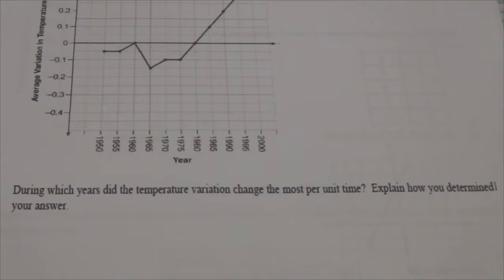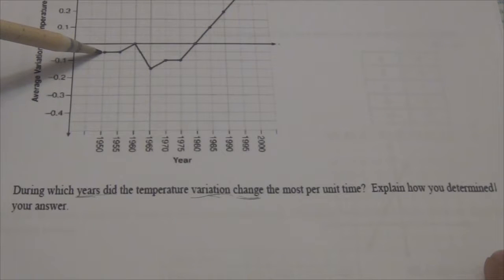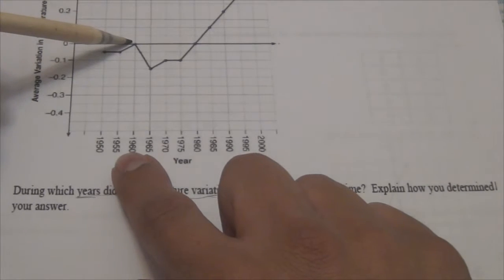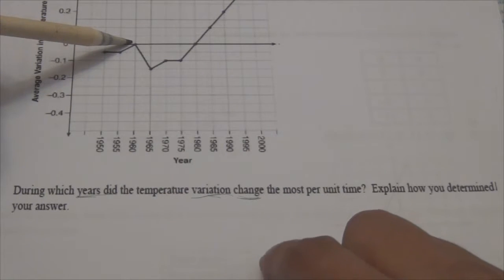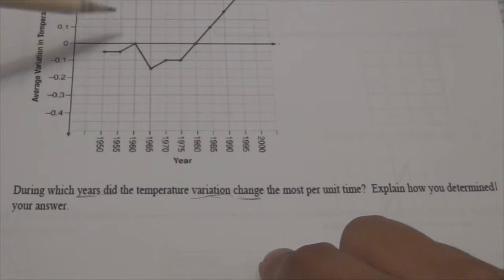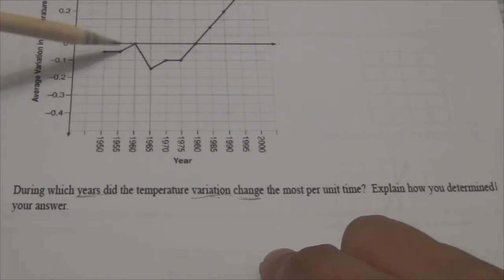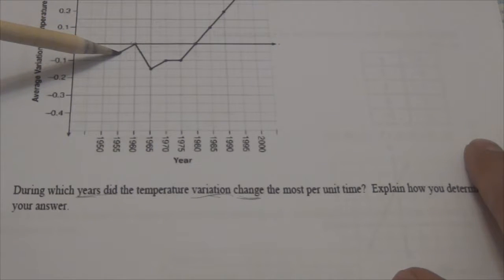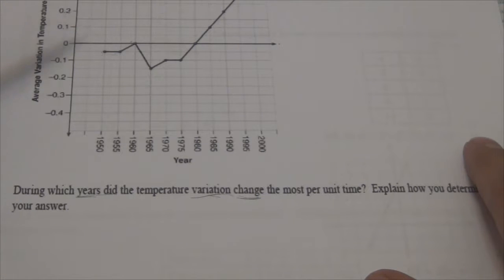I don't know. So let's see the variation. From 1950 to 1955, there was no variation at all. From 1955 to 1960, no, I don't see any variation. I mean, there is variation, but I don't think this is the greatest one of them all. But we could always compute it.